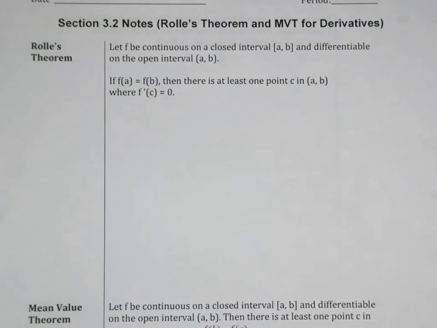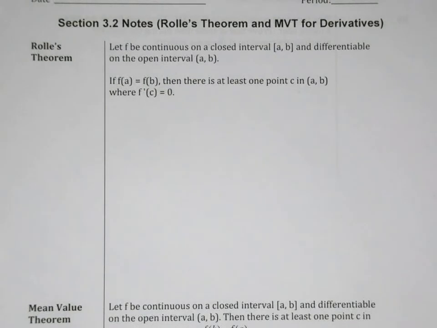Okay, so let's dive right into it and look at what this theorem is saying, and then interpret what it means and some of the conditions. It says, let f be a continuous function on a closed interval [a, b] and differentiable on the open interval (a, b). If f(a) equals f(b), then there is at least one point c in (a, b), exclusive, where the derivative f'(c) is equal to 0.